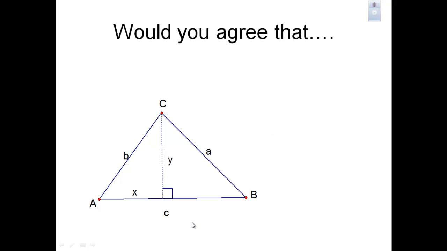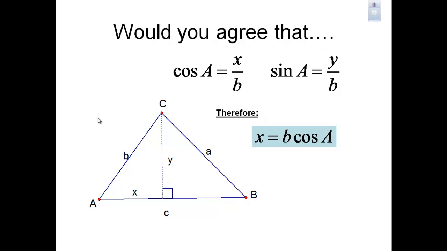So would you agree that based on this right triangle I've drawn in here, the cosine of angle A is going to be equal to x over b? And would you also agree that the sine of angle A would be y over b? So therefore, if I solve for x, x would be equal to b times cosine of A, and y would be equal to b times sine of A.